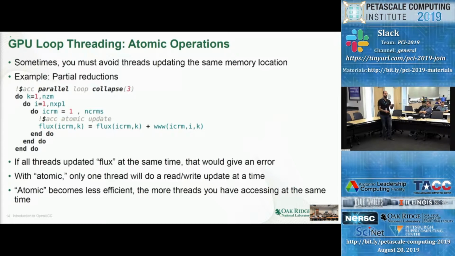What that says is every thread, once it reads the value, no other thread can read or update the value until that thread has updated it. So that way you don't have multiple threads using stale values. Atomic becomes less efficient the more threads you have accessing it at the same time. In this case, atomic is extremely efficient because most of the parallelism is still fully parallel. It's only one dimension of these arrays that actually needs to be atomic. So in practice, this will run pretty fast.